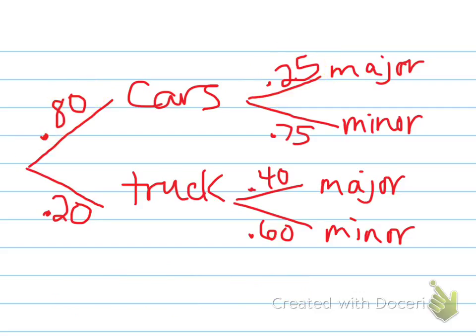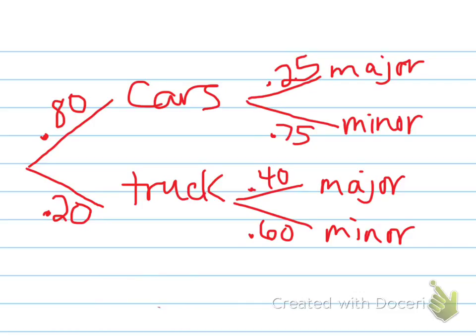The second thing we're looking for are minor car repairs. So we're still looking at cars. Our car repairs are still 0.80, but this time we're looking at the minor one. So that's 0.80 times 0.75. That ends up giving us a 0.6, or 60% of the time we have minor car repairs.